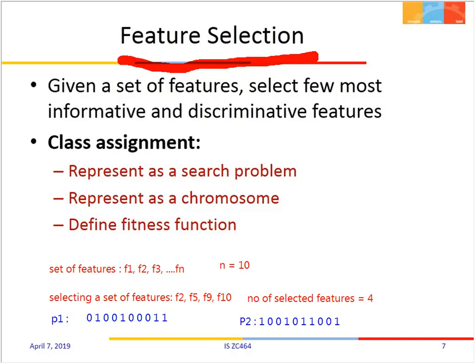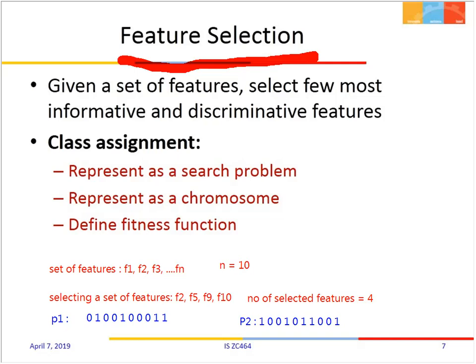The 5 features that I have selected in P2 are: F1 is the selected feature. Then 2 and 3 are not selected, where 1 specifies the selection and 0 signifies the exclusion. So we are excluding features 2 and 3 in P2. Then the 4th feature is selected. Then the 5th feature is not selected. The 6th and 7th are selected, and then the 10th is selected. So if we can create these 2 random strings, fine.